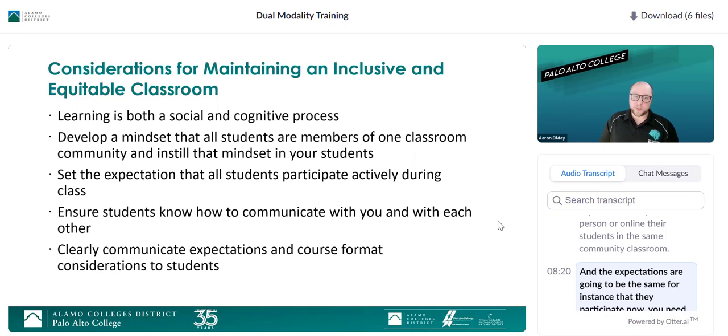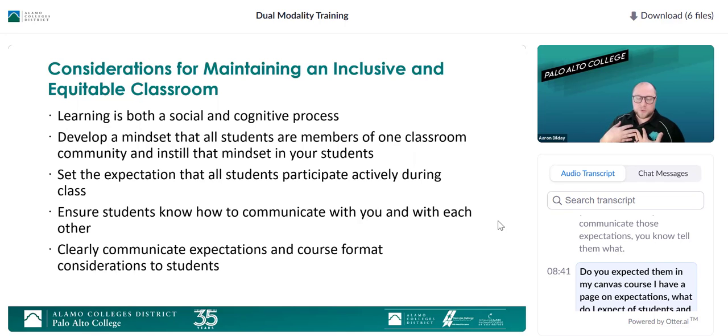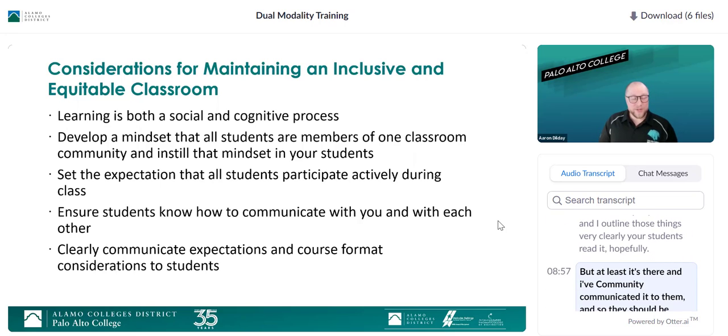Now, you need to set those expectations for your course. You need to define participation. You need to define all of those expectations for your students. And jumping down the list a couple here, but you need to clearly communicate those expectations. You know, tell them, what do you expect of them? In my Canvas course, I have a page on expectations. What do I expect of students, and what can they expect of me? And I outline those things very clearly. Your students read it, hopefully, but at least it's there, and I've communicated it to them, and so they should be aware of it.